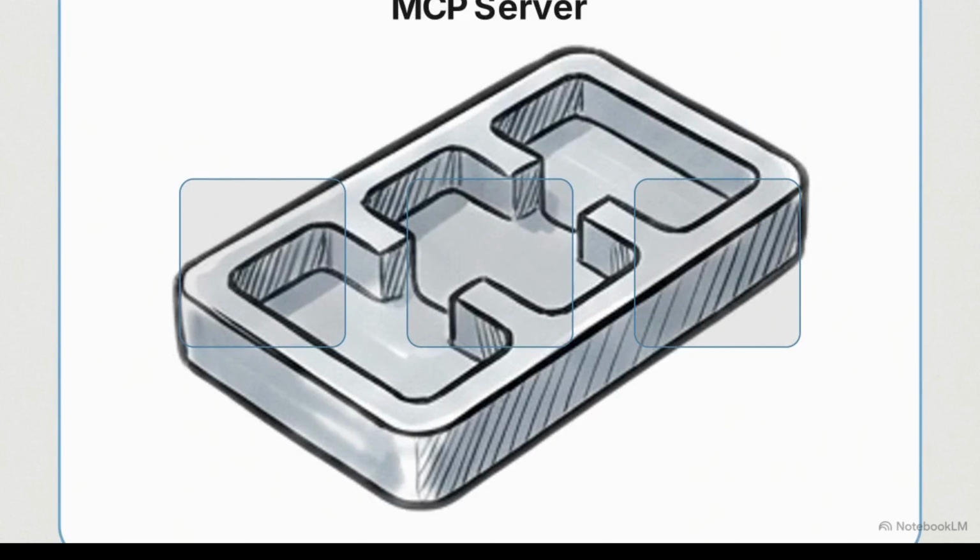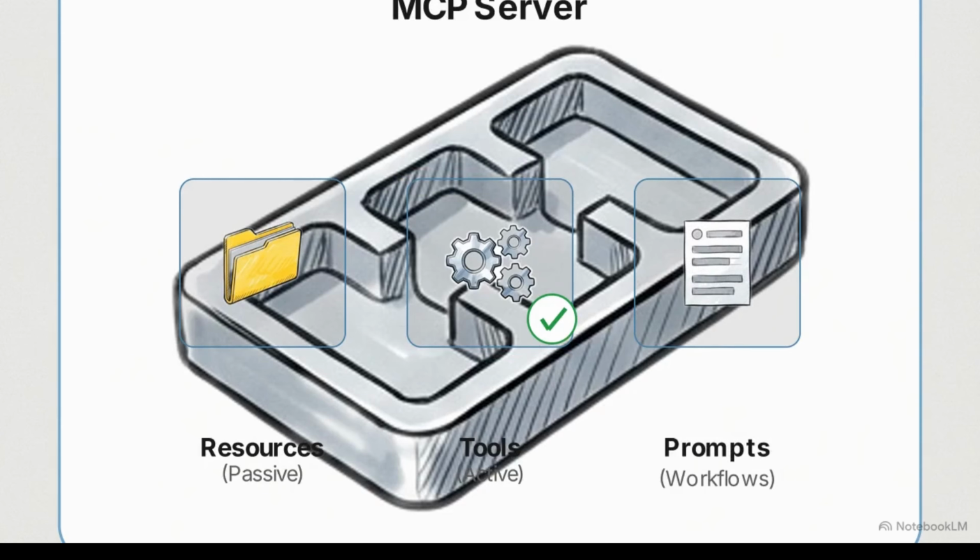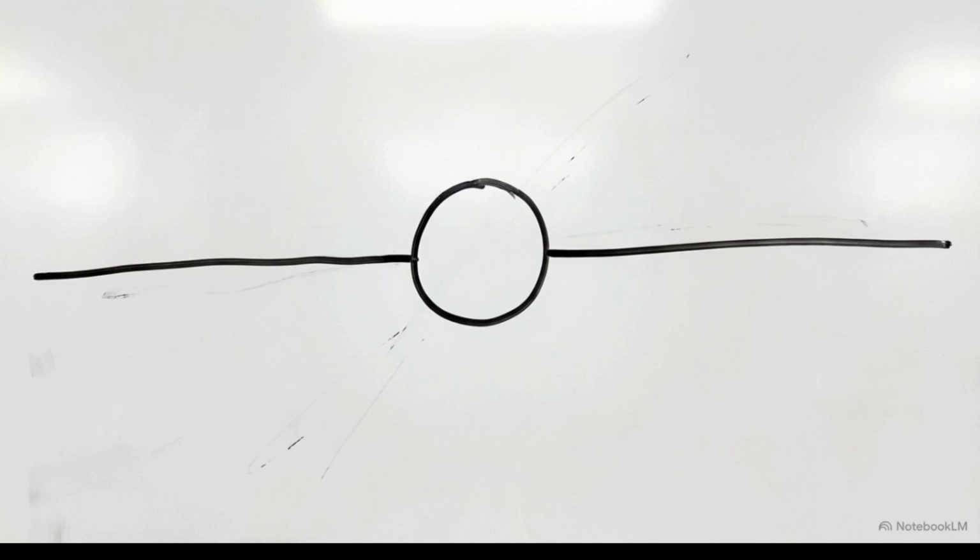A server exposes its environment via 3 primitives. Resources provide read-only file access. Tools are active functions with strictly typed schemas, ensuring the large language model understands inputs before execution. And finally, prompts are reusable workflow templates that standardize tasks and instruct the model.